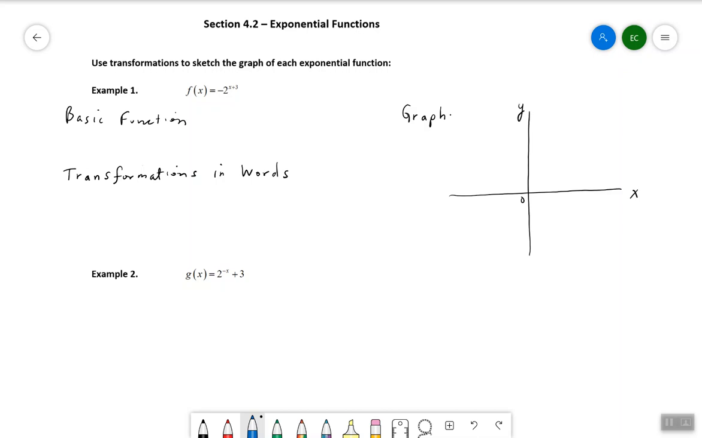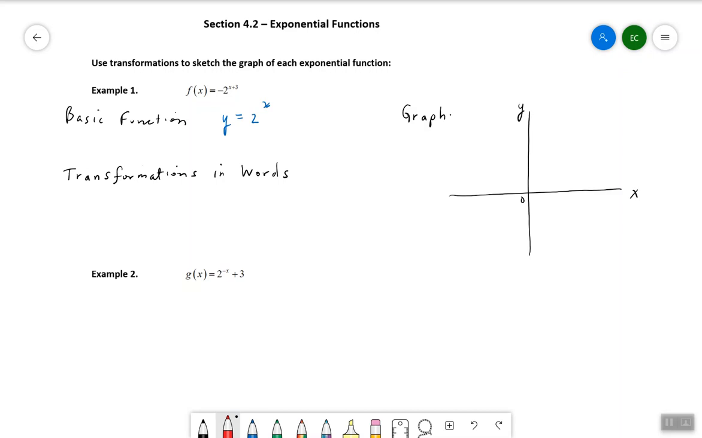In the previous video, we learned about two new basic exponential functions, and now in this video, we want to use transformations to sketch the graph of more complicated exponential functions. So in the first example, we have f of x is equal to -2 raised to the x plus 3 power.